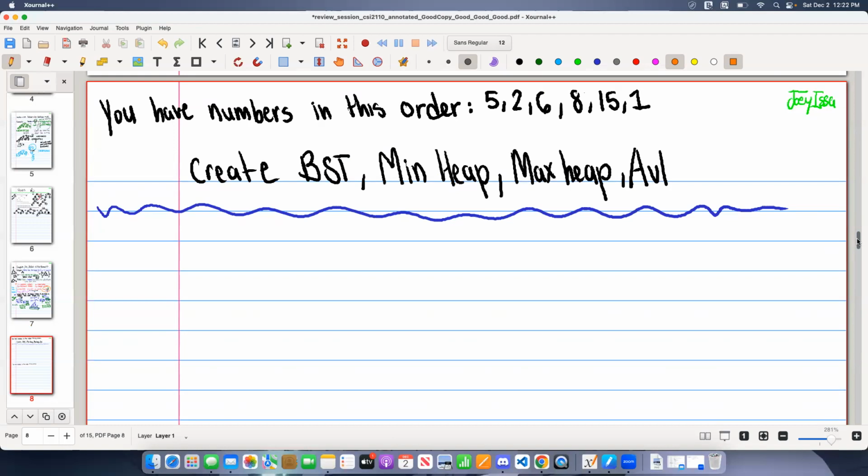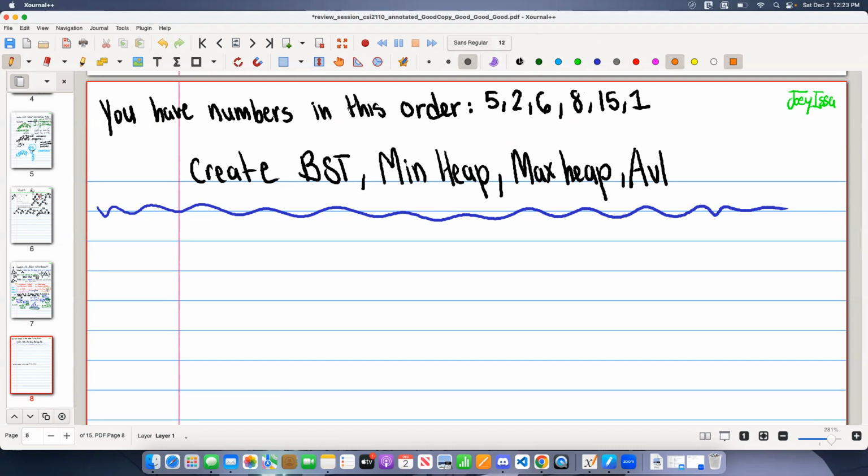Like, what data structure creates a heap? What data structure creates an AVL tree? Those are the types of questions that you should know. What is the complexity? Actually, I will cover that question later, so I won't spoil it, but yeah, I'll cover it later.